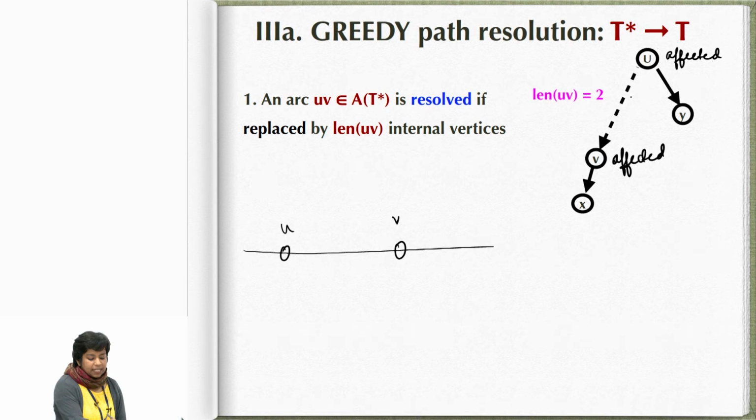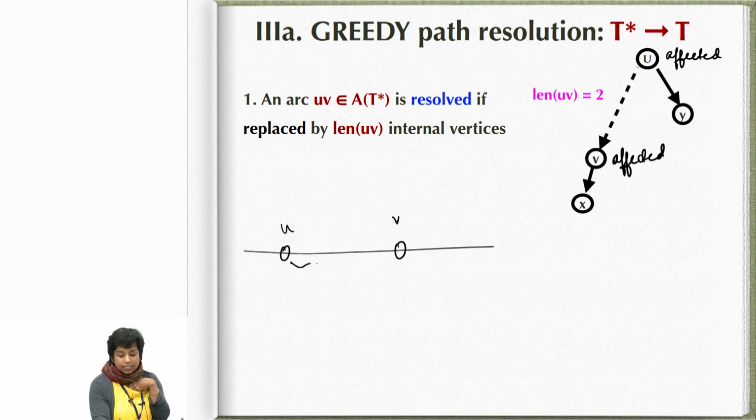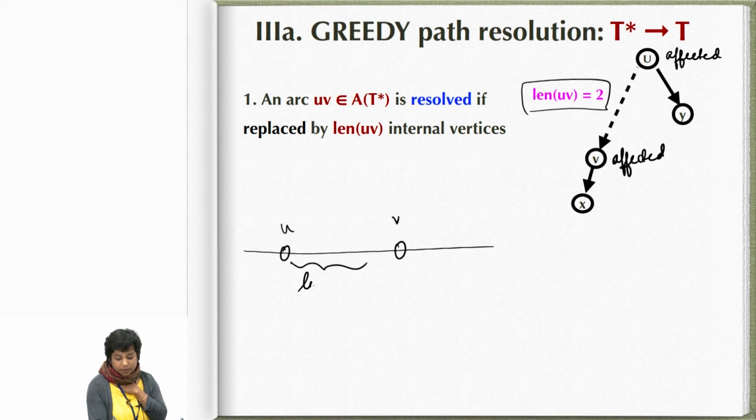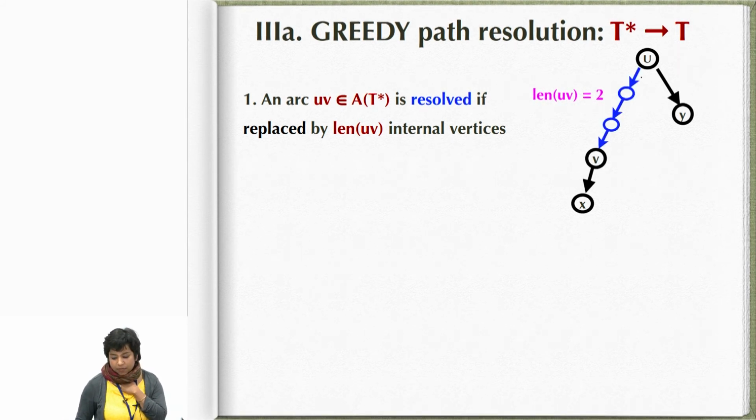Following this, I look for a subset of vertices, the highest ranked vertices of this many, this number of vertices that lie between U and V. If I've already used some vertex, then I cannot reuse it here. Whatever available vertices I have, I pick the highest of them of this size, and place them in this path. So that's the path resolution.